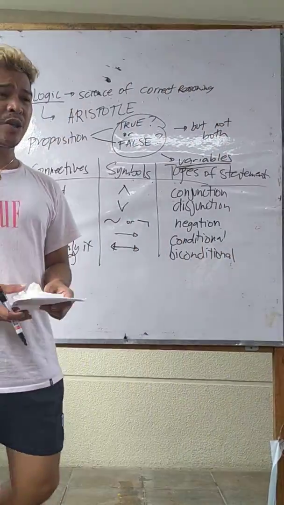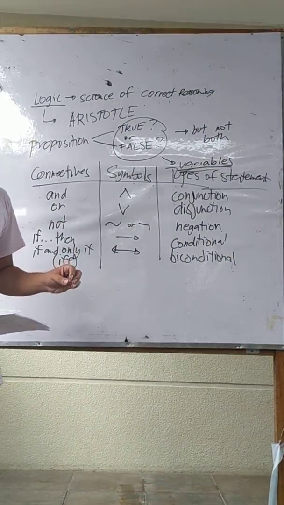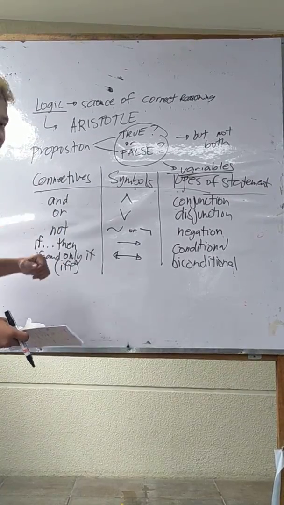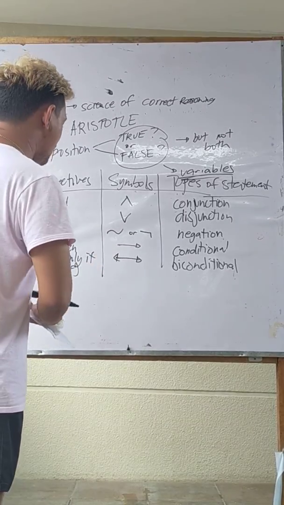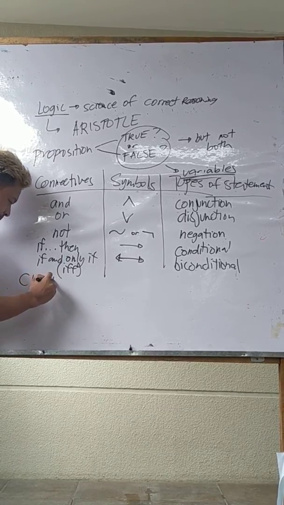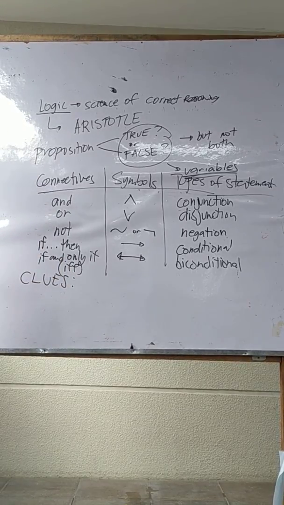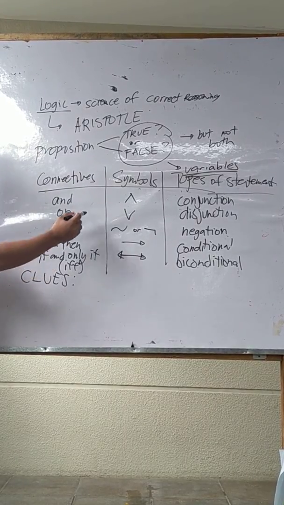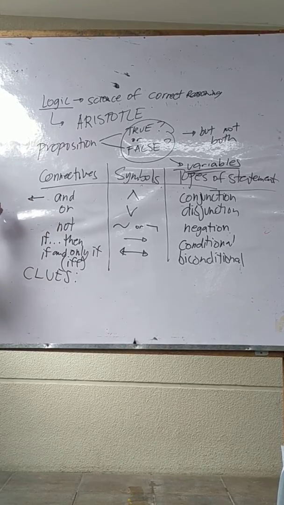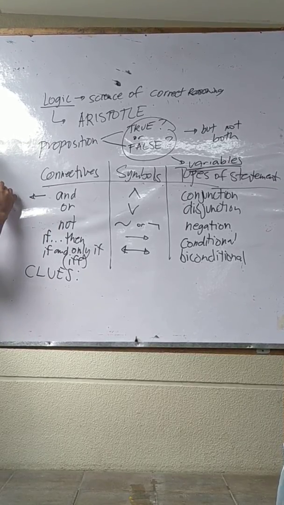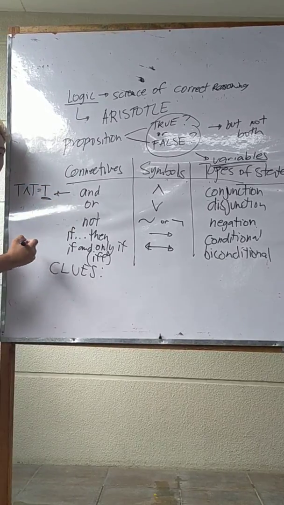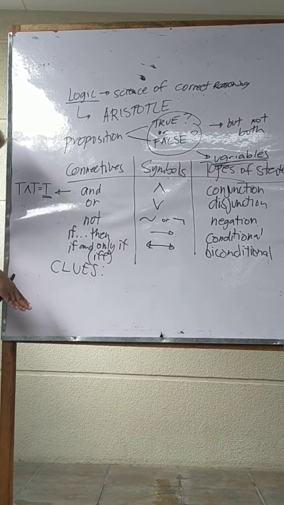So, allow me to discuss the different formulas or the different answers or conclusions when applying these connectives. Okay? So, let us have these clues. Now, allow me to write the clues here. Okay. So, if you encounter AND, for AND, if the first statement is true and the second statement is true, therefore the answer will always be true. Therefore, the rest will be false.